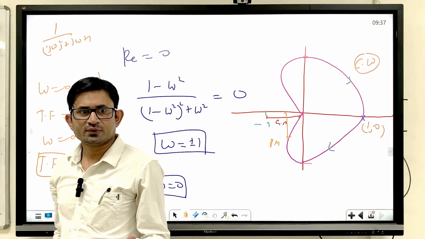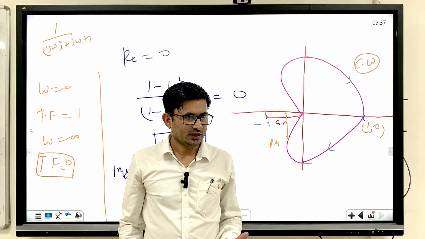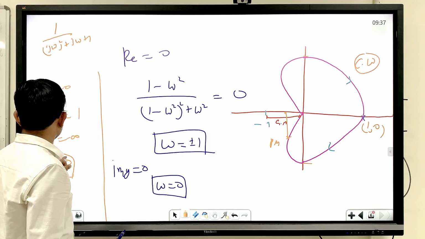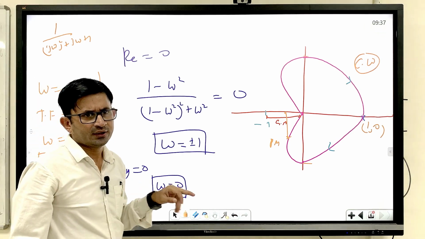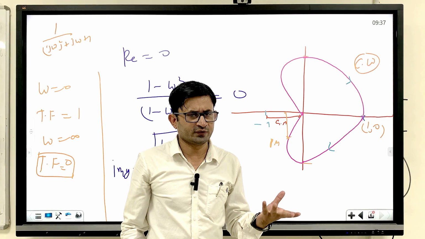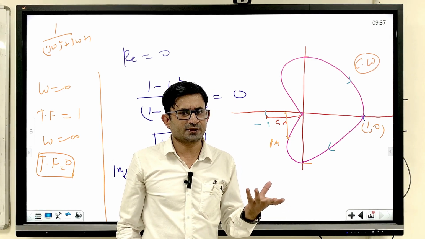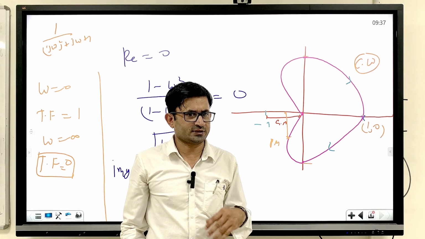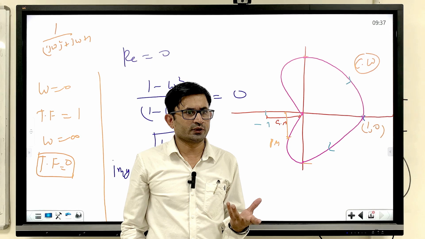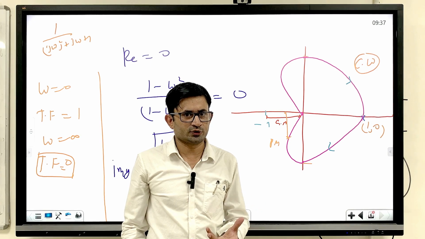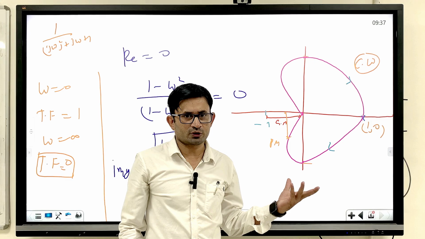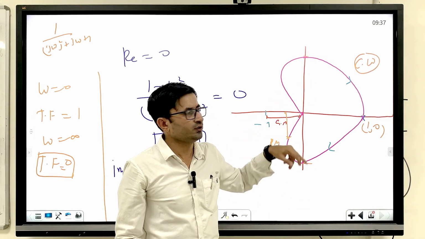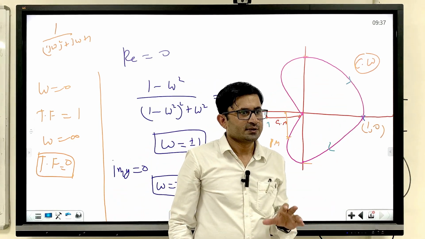In step 1, you put s equal to j omega. In step 2, you calculate the transfer function value by putting omega equal to 0 and omega equal to infinity. Then in step 3 you rearrange, and in step 4 you equate the real part to 0 and the imaginary part to 0, and you check where it is crossing. For example, it is crossing here, right?